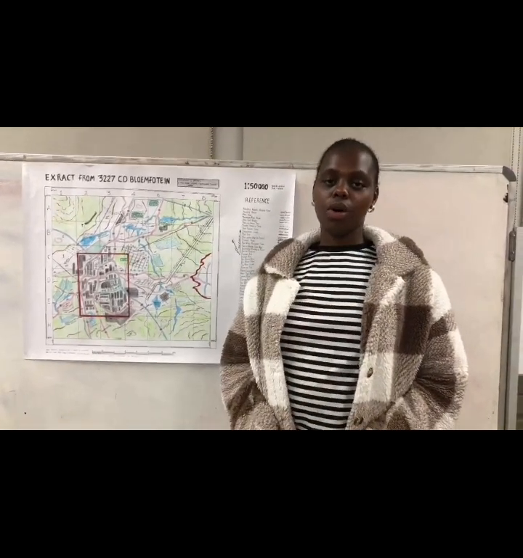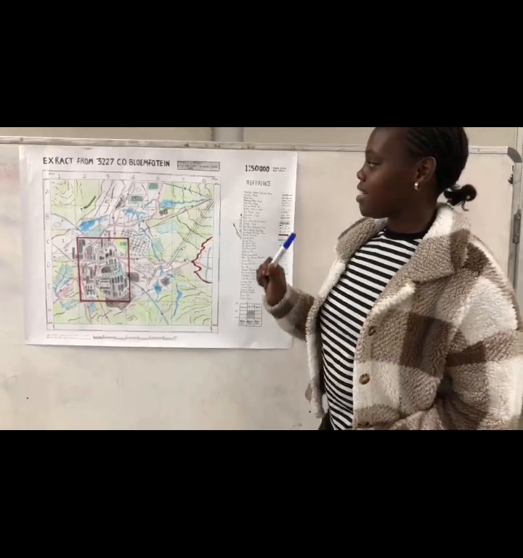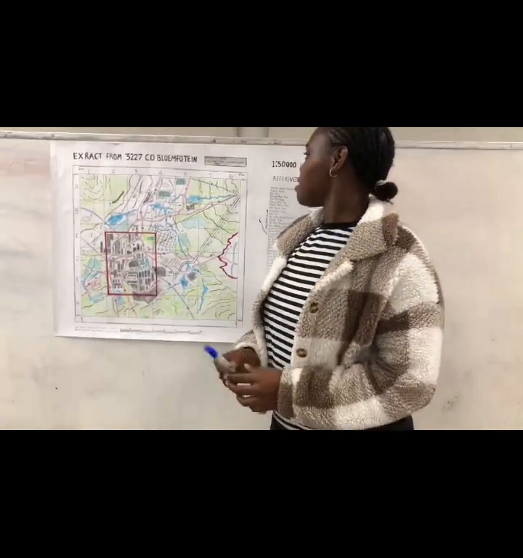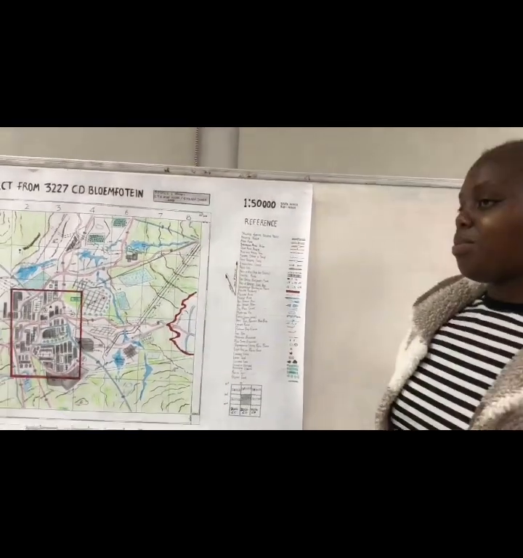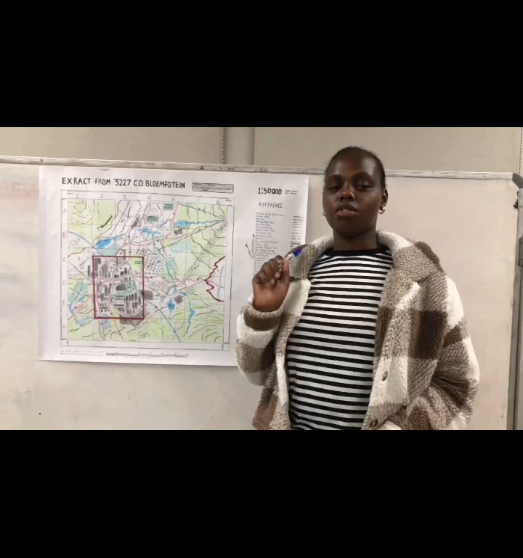Today we'll be talking about topographical maps. What is a topographical map? A topographical map is a detailed color map with a scale of 1:50,000. A topographical map is mapped from aerial vertical photographs.